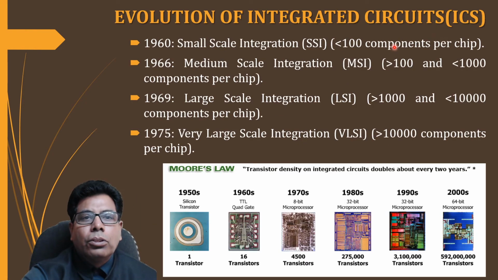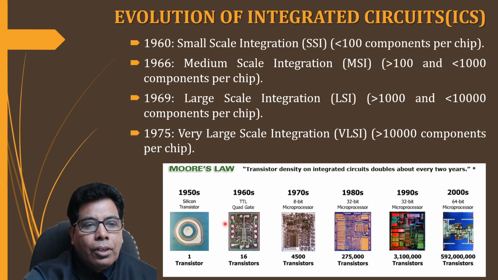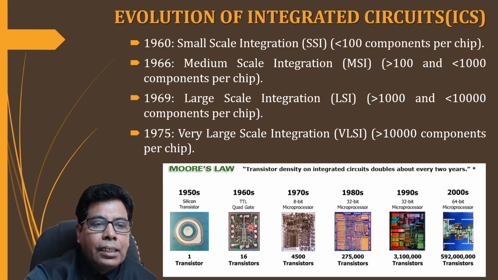Then let us see the evolution of integrated circuits or ICs. So in 1950, a single transistor was incorporated in a single chip. Then in the 1960s, small scale integration, less than 100 components per chip, was possible. You can see here the 16 transistors were put on a single chip in the form of this quad gate, that is the transistor logic gates. So AND gate, NAND gate, all these ICs are the TTL ICs, and they have around 16 transistors in a single chip.